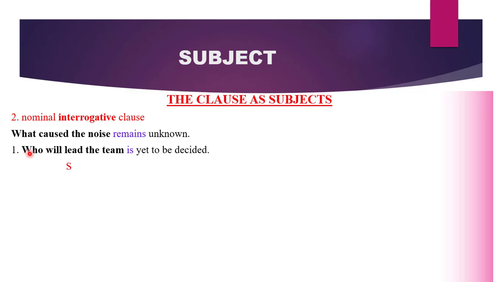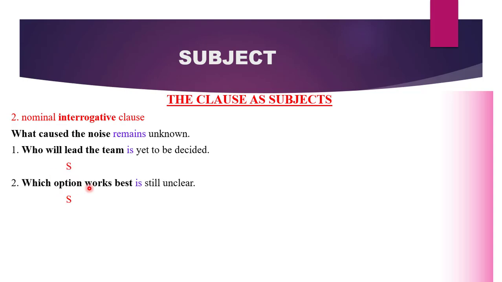In this sentence, who will lead the team is yet to be decided. What is yet to be decided? Who will lead the team? It is yet to be decided. Therefore, who will lead the team is an interrogative clause. It starts with who and it contains a verb, but it is functioning here as a subject.